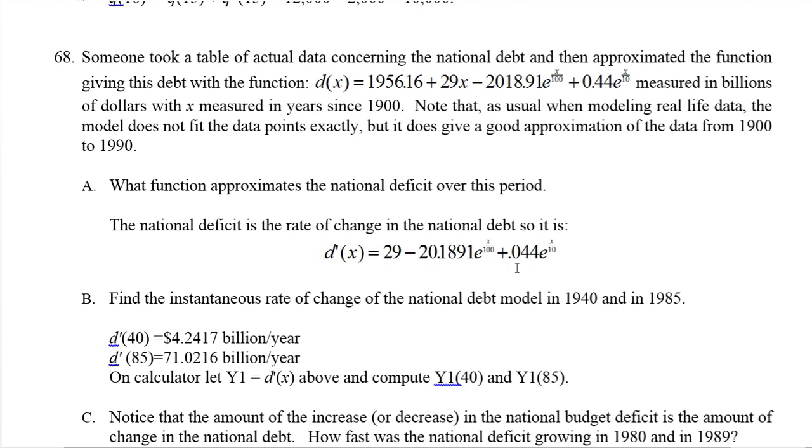Plug those in this formula for the derivative, and you can work that out on your calculator. I get these numbers here. So in 1940, our deficit was about $4.2 billion that year, so that we were adding $4.2 billion each year to the national debt. In 85, it increased to over 71 billion dollars per year.